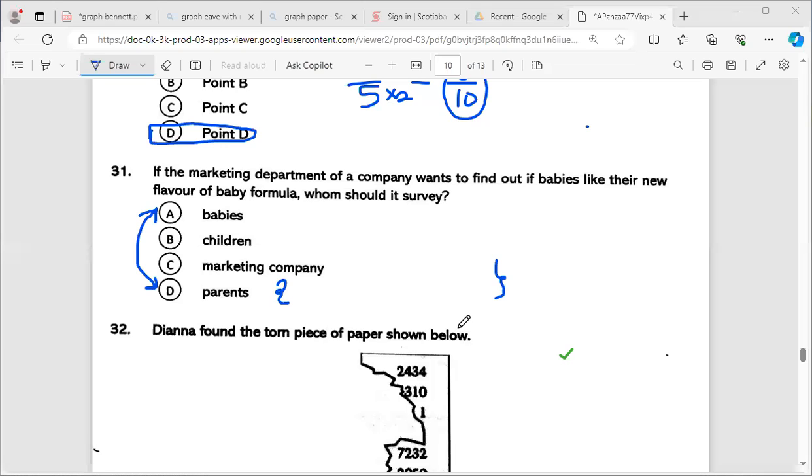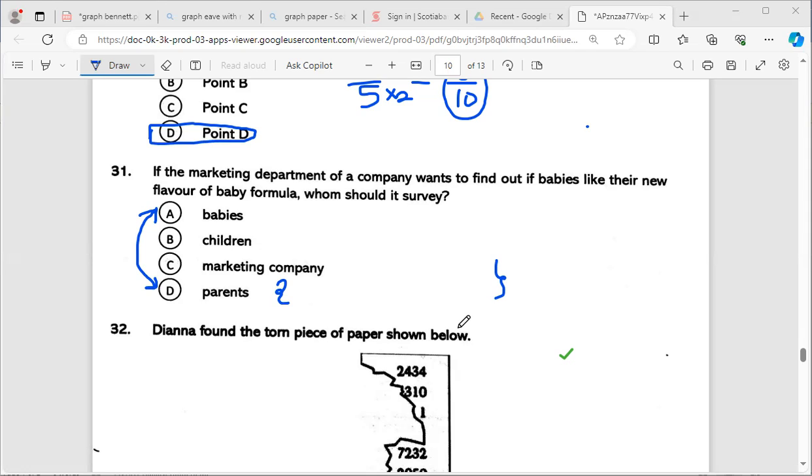Let me tell you guys, when I did this paper originally, I thought it was babies because I was saying a survey is an observation. That was my theory. I was saying they could observe if the baby liked it. But the parents would have to approve it in the first place because babies don't have a choice. So the parents would have to do it first and then observe. My initial answer was babies, but I'm going to go with parents now. But we can come back to this next class.